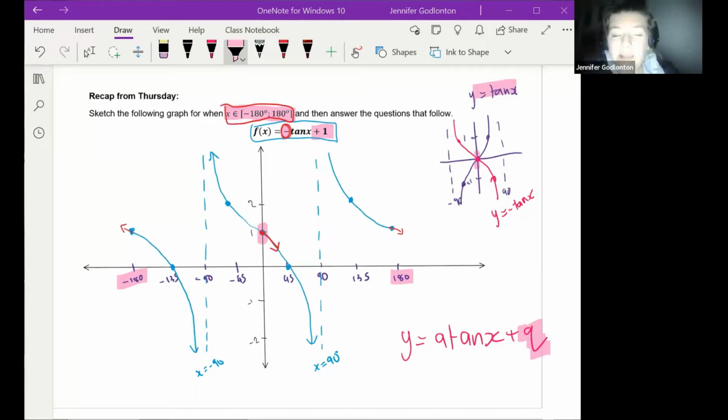And that's a silly place for us to lose a mark when it comes to tests, because our brain wants to complete the tan graph. We want to see the whole curve. It fits better in our brains. But if they've given you a specific domain, we have to be very careful that we stick to it.